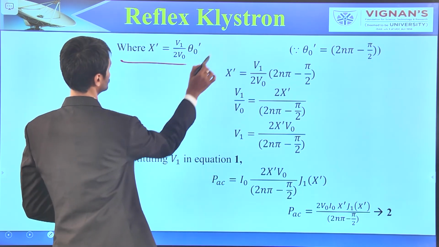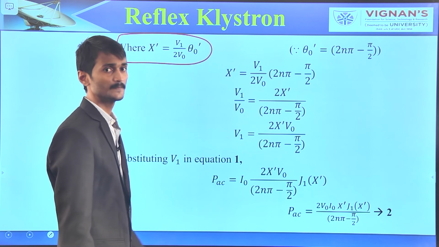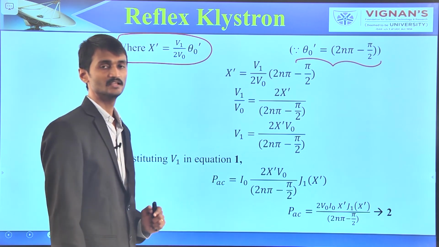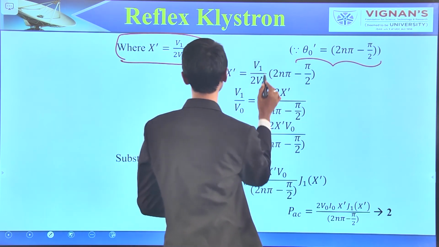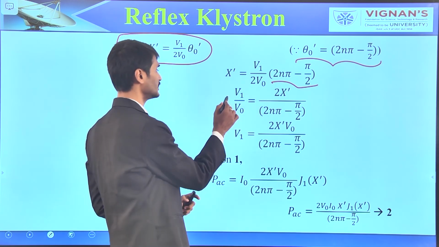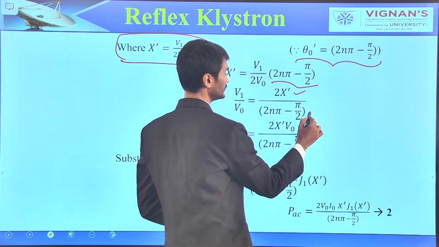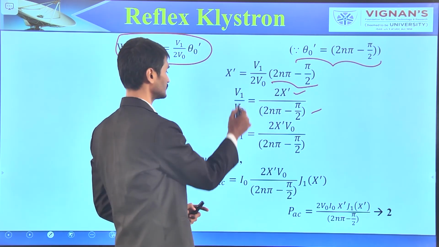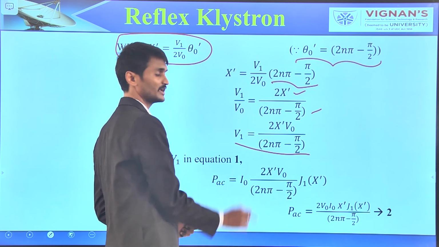Where x prime is the bunching parameter in the reflex Klystron. X prime equals V1 by 2 V naught into theta naught prime. Already theta naught prime equals 2n pi minus pi by 2, so x prime equals V1 by 2 V naught into 2n pi minus pi by 2. From this, V1 by V naught equals 2x prime by 2n pi minus pi by 2. Then V1 equals 2x prime V naught by 2n pi minus pi by 2.